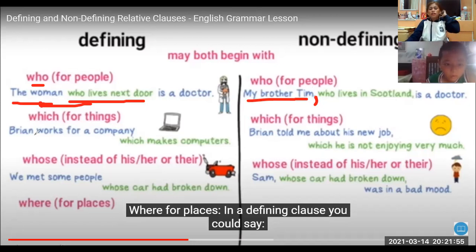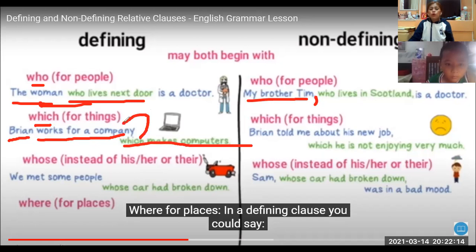Okay, next. Which. Brian works for a company which makes computers. This is for things. Which refers to the company. Here, Brian, for things. Again, which. Look at that one, the computer.